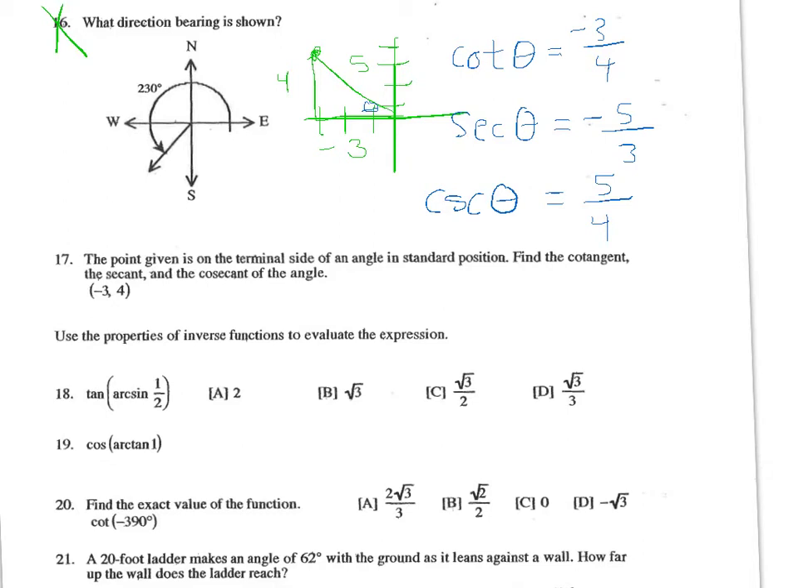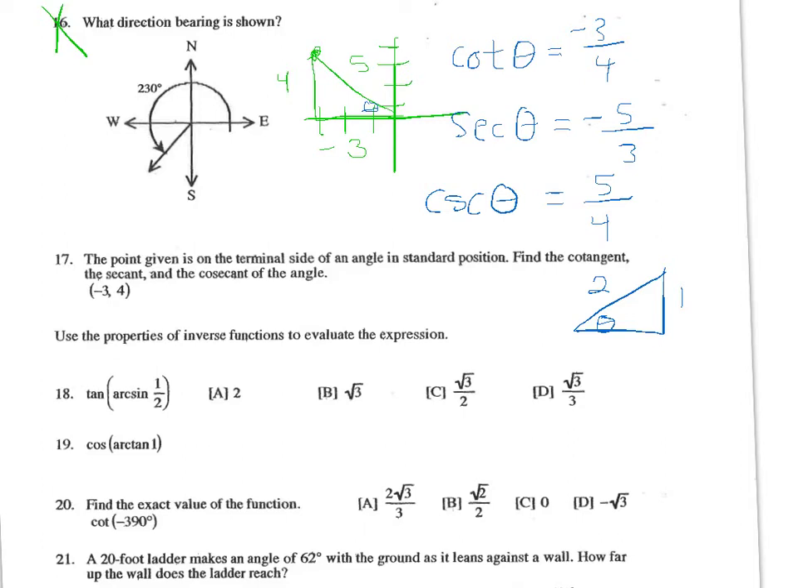Use the properties of inverse functions to evaluate the expression. So we want to find the tangent of the arcsine of 1/2. Well, since we're given arcsine, we're given two sides of the triangle. We're given that the opposite side is 1 and the hypotenuse is 2. And now we want to find the tangent of the angle theta.